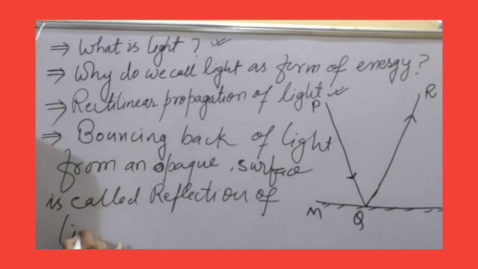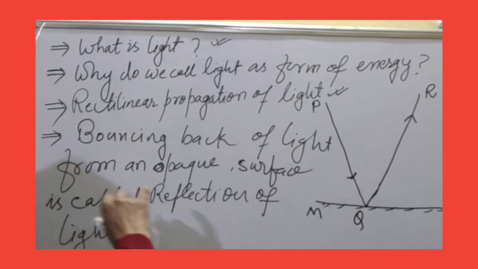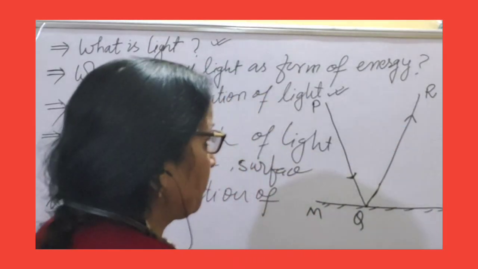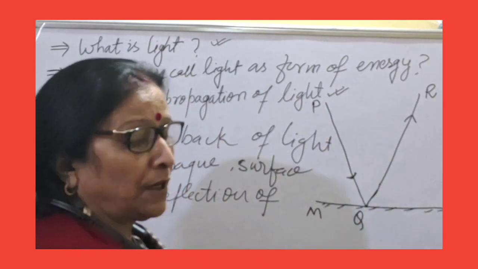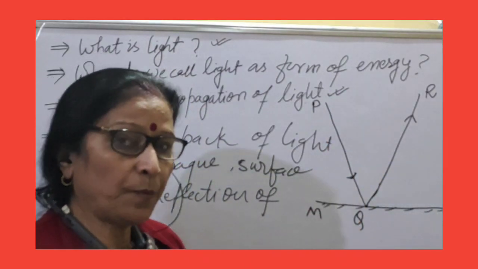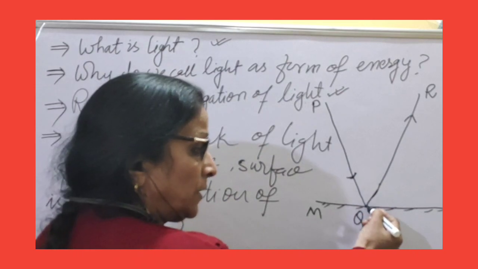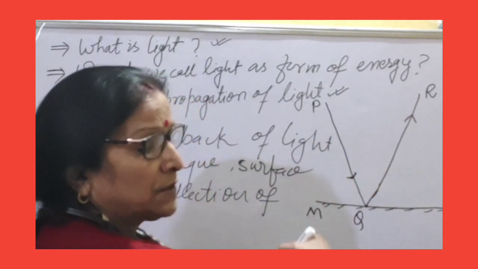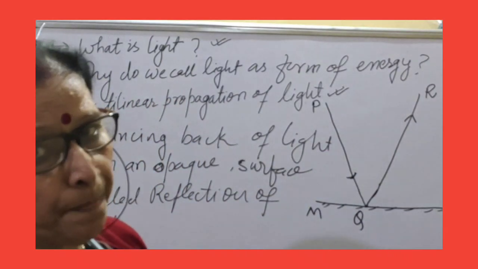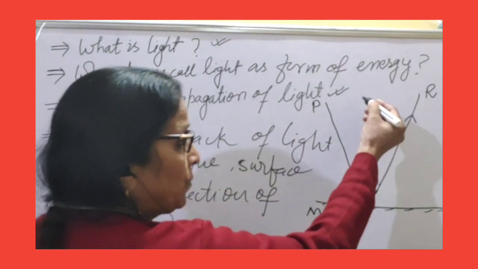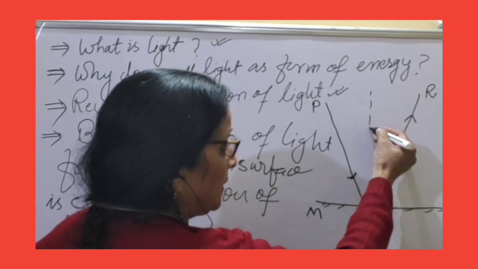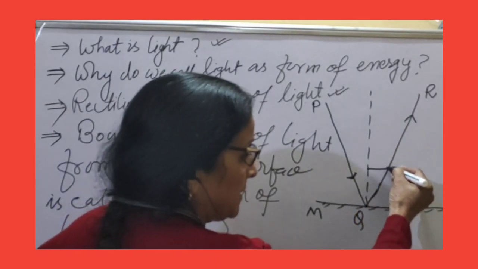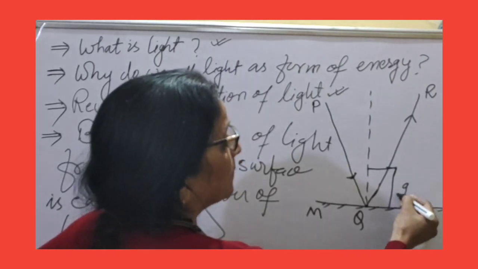Reflection of light. Now fill in. What is here? MN is the plane mirror, PQ is the incident ray which is striking the surface of the mirror, Q is the point of incidence, and QR is the reflected ray. Okay. Now we draw a line at the point of incidence which makes an angle of 90 degrees with the mirror.